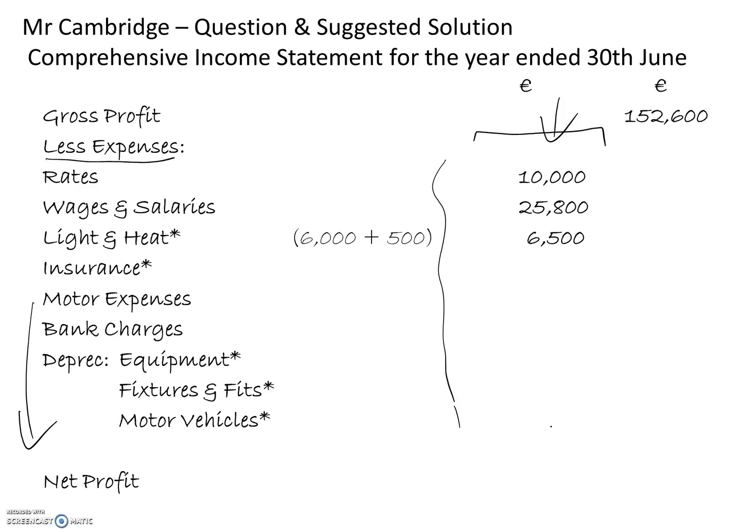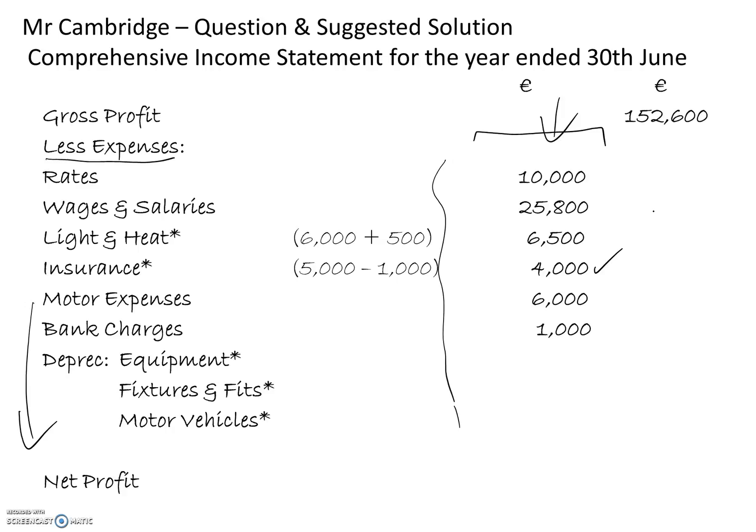The insurance, well, that is a prepayment, so I need to take that amount away. So it's the 5,000 that was paid less the 1,000, which means the 1,000 is for next year. So the expense for this year is 4,000. The motor expenses and the bank charges, just pop in there.